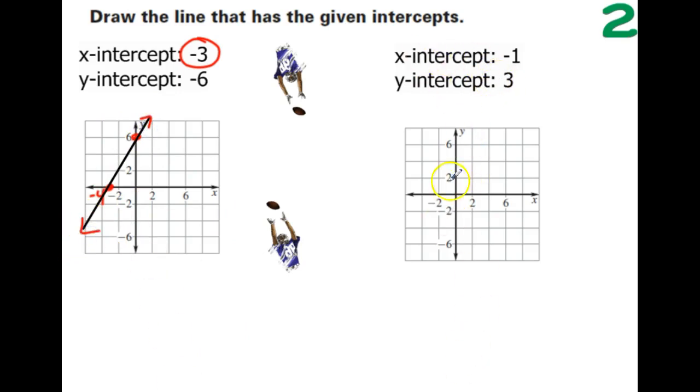Same thing over here, x-intercept is -1, right there, and our y-intercept is 3. These go by 2, so 3 is right there. Please don't just draw a short little line right there. Make your line go all the way through from one side to the other. And put arrows on it to show it could go on.